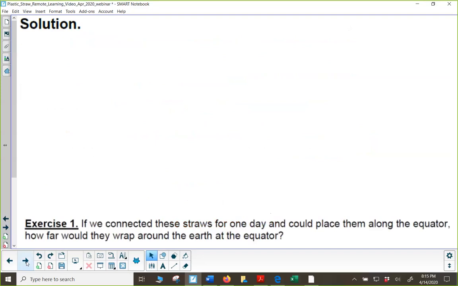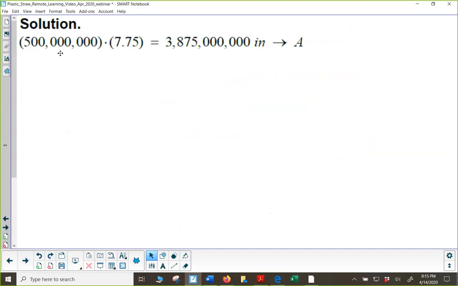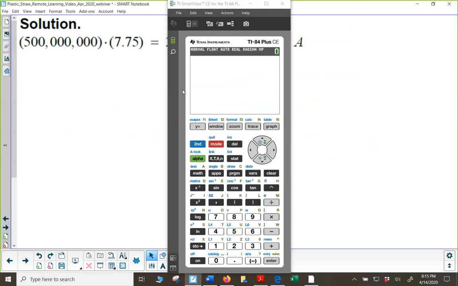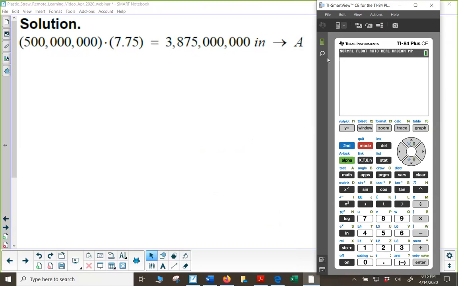Here's my solution, the way I would look at it. The first thing I would do is say, all right, I've got 500 million of these straws, and they're each 7¼ inches. So I'm going to need to use a calculator here and do that calculation. What I want to do is store that into different variables so I can call them back and don't have to retype them. I'll use the SmartPad app on my handheld to type in these numbers. And it fell asleep, so let me wake it back up.